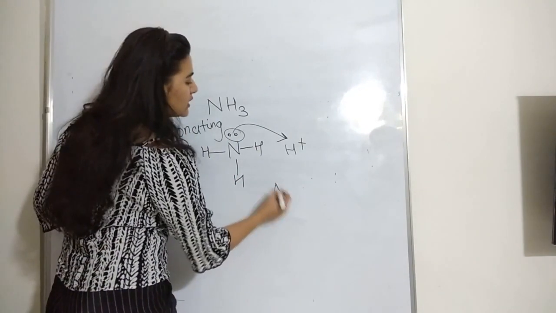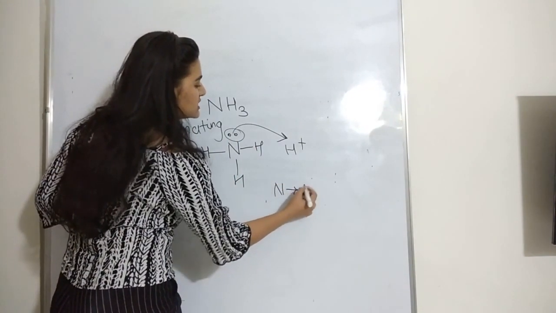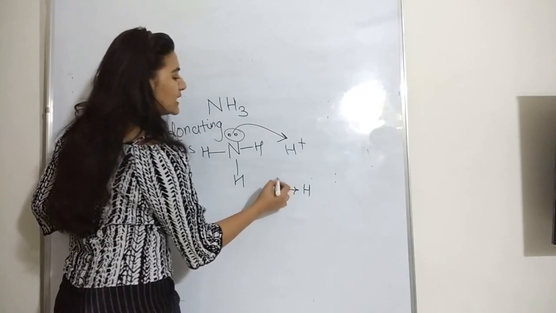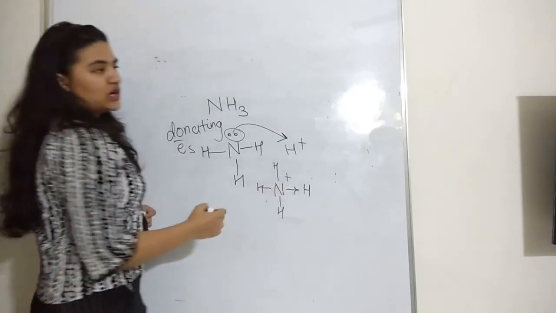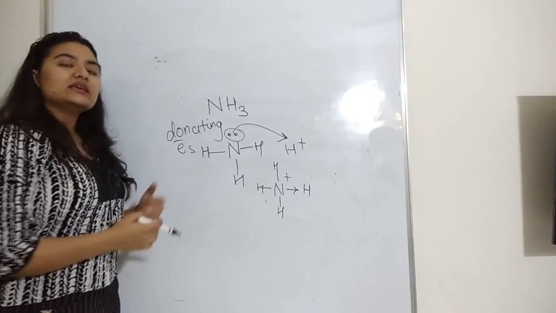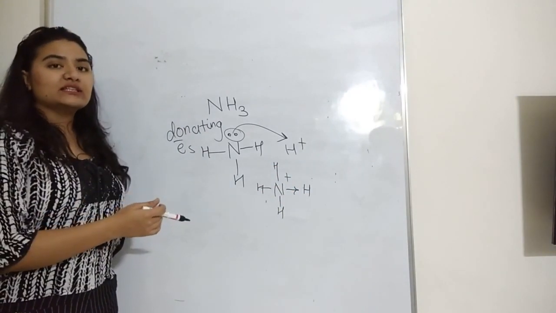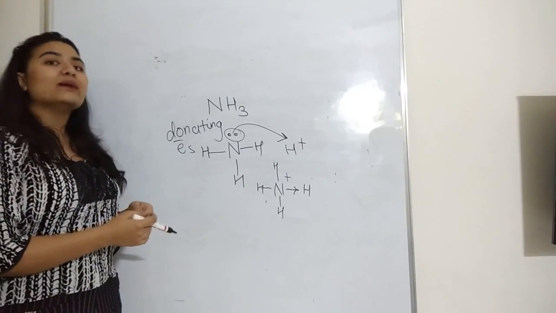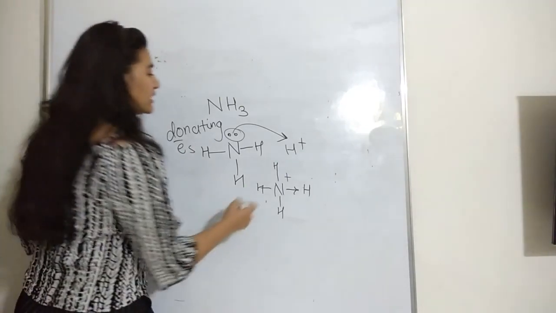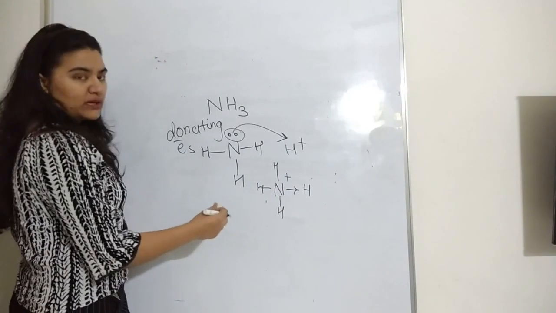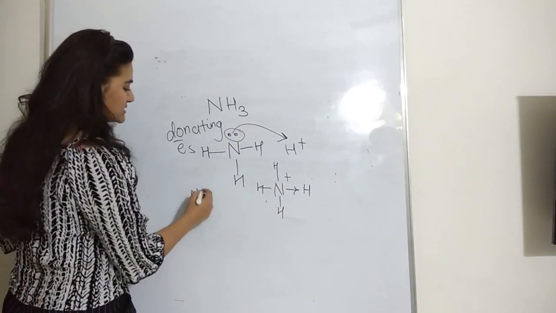Now when it donates electrons, it forms a covalent coordinate bond and it develops a plus charge. It has a valency of 3 and if it exceeds that valency to form 4 bonds, it gains a plus charge. We will talk about structures in another video. Okay, so here it is NH4 plus.